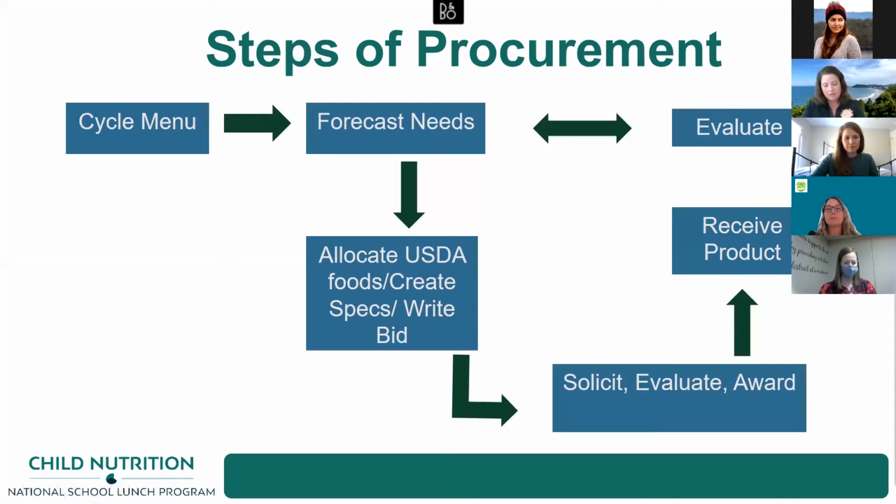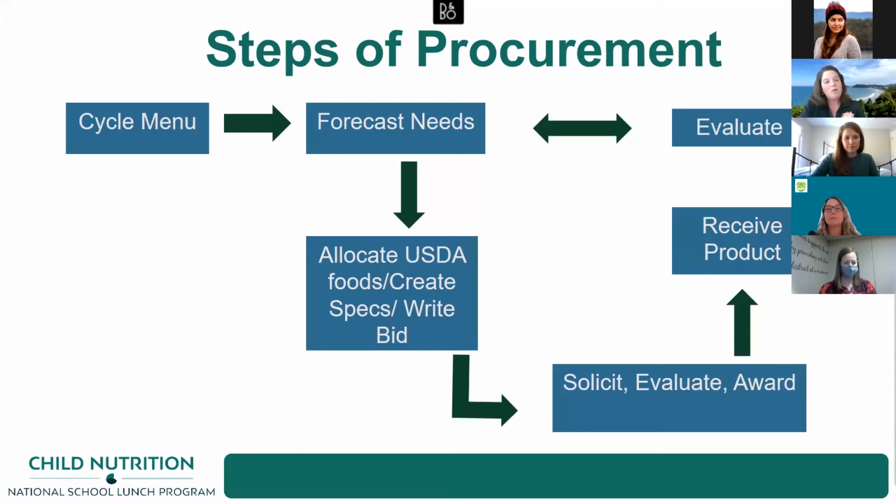So here are the steps of procurement. And procurement, remember, is simply the action of obtaining or procuring items. How do you get them, and what is the process involved? This kind of diagram is here so that it shows you where forecasting fits, in other words. As you can see, at the very beginning, we're looking at a cycle menu.